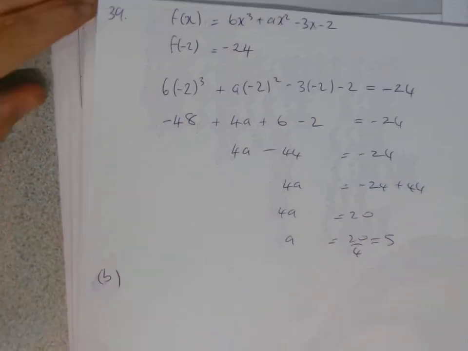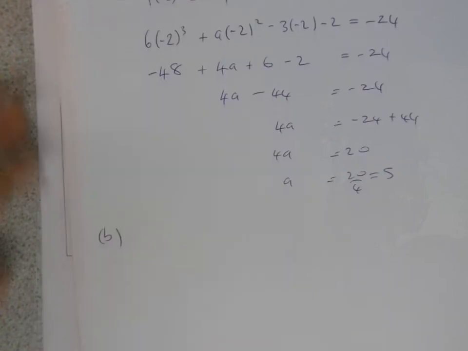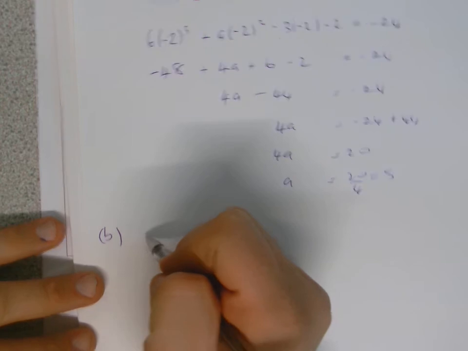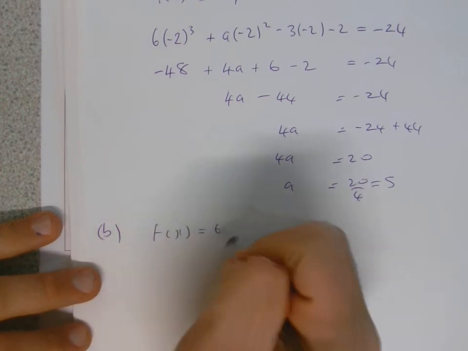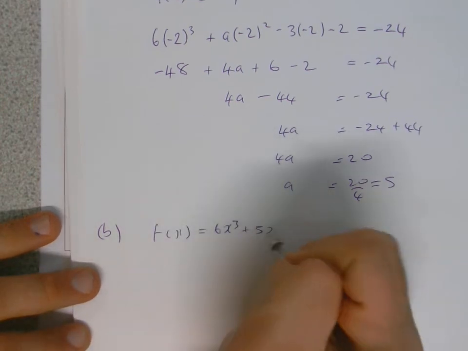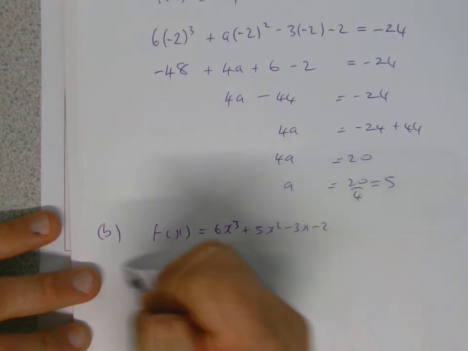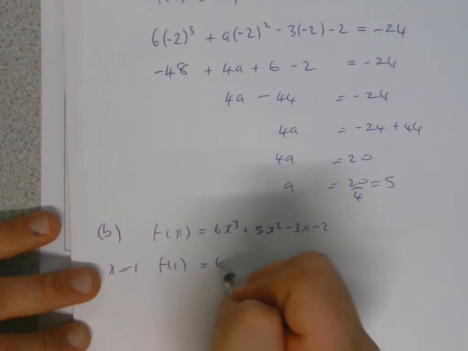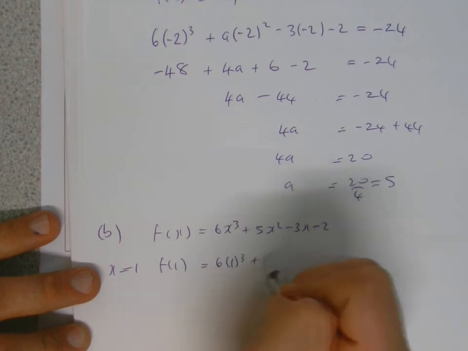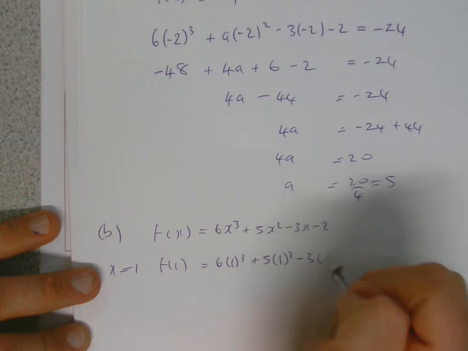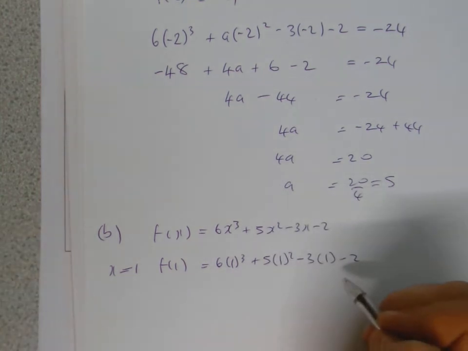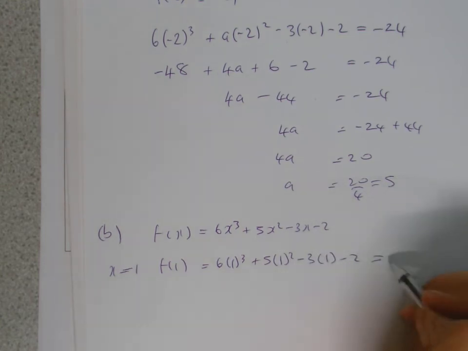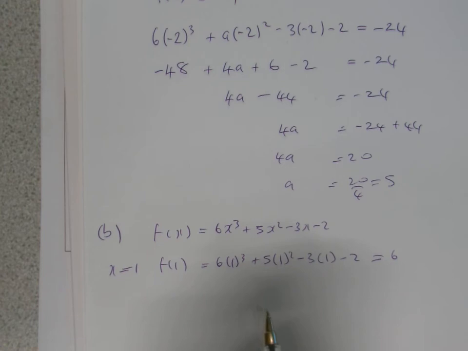If we start off with, say, x equals 1, let's try that. If we write this down to start with, 6x cubed plus 5x squared minus 3x minus 2. So let's start off with x equals 1. So f of 1 will equal 6 times 1 cubed plus 5 times 1 squared minus 3 times 1 minus 2. So if we work that out, 6 plus 5 is 11, take away 3 is 8, take away 2 is 6. That's no good.